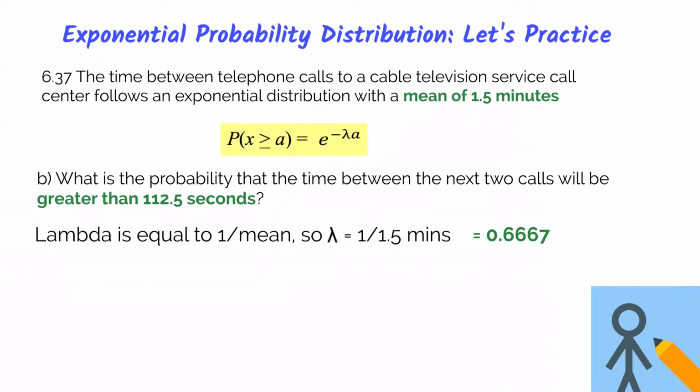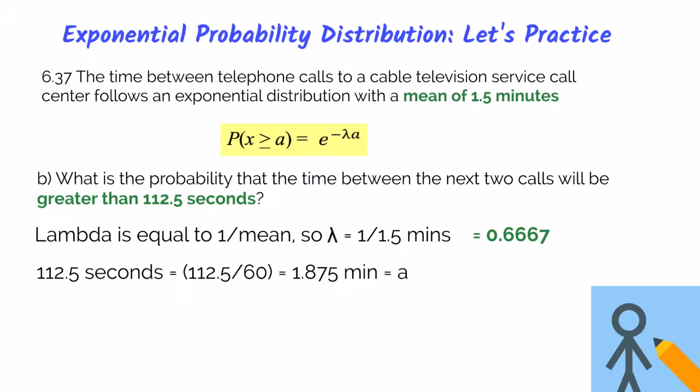Let's go ahead and do part B for the same scenario. We have a call center with an exponential distribution with a mean of 1.5 minutes. Note though, in part B, we're asking what's the probability that the time between the next two calls will be greater than 112.5 seconds. So we have simplified the formula here from before, and now it's just going to be e to the power of negative lambda times a. Lambda will be the same as part A, where we take 1 divided by 1.5 minutes, and we get 0.667.